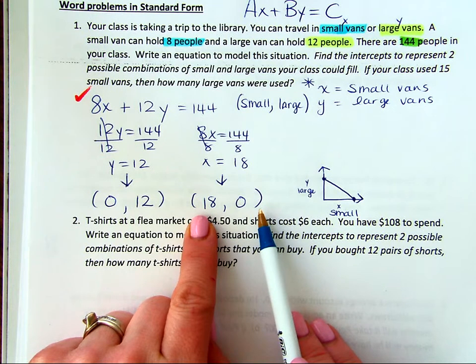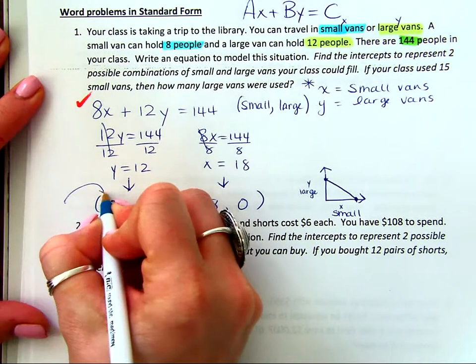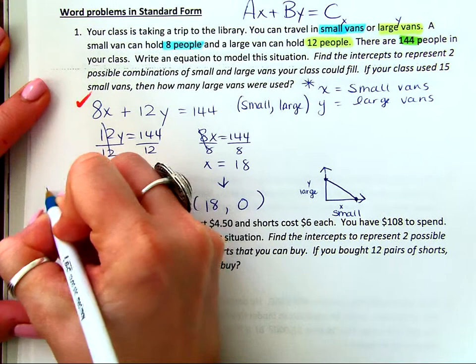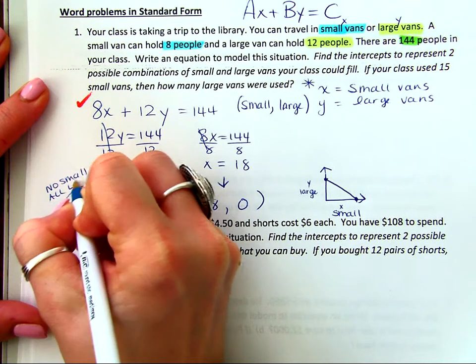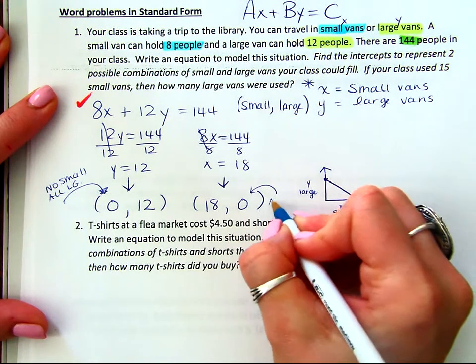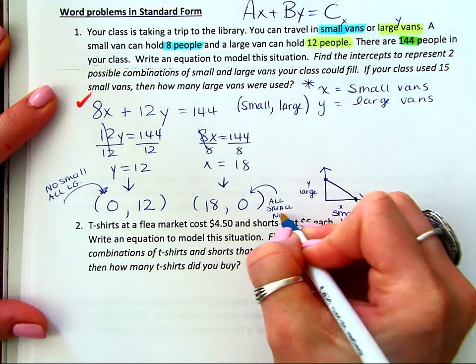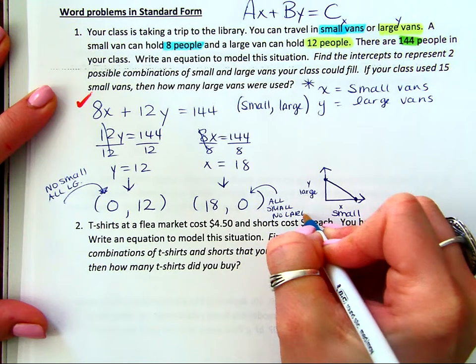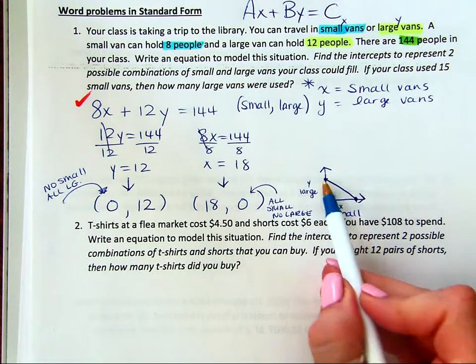Got it? So if you have to write something to help you understand, this means no small, all large, and this ordered pair means all small and no large. I mean, you don't need to write that every single time. But does that make sense to you? So those intercepts are your all or nothings. You need those intercepts to make that line.